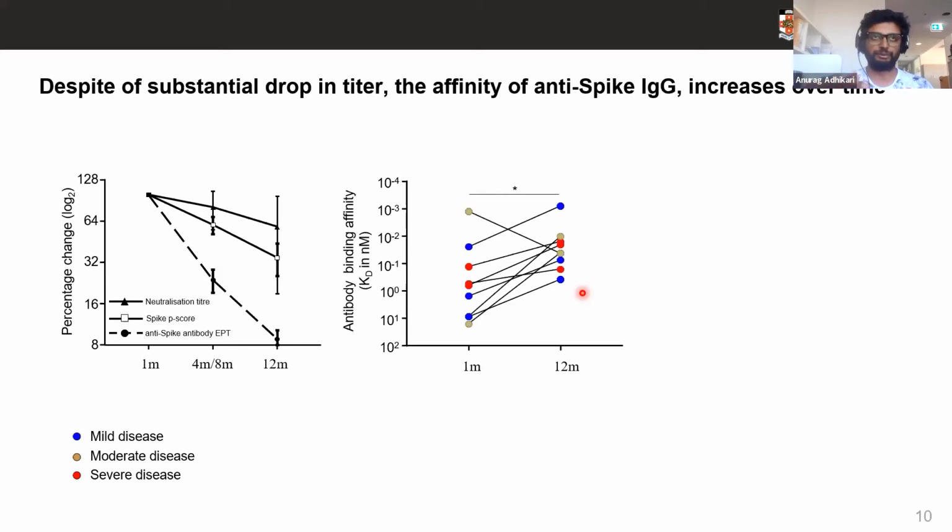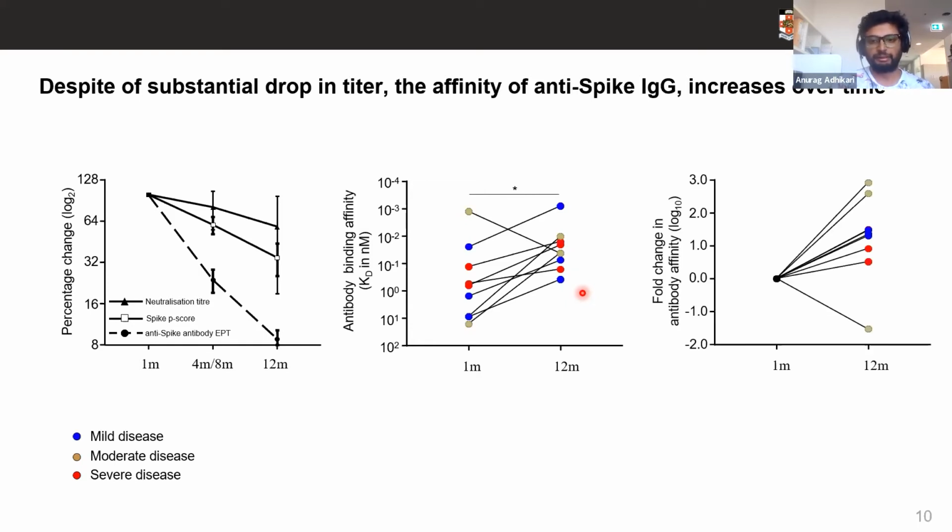So even though the titer is going down, there would be selection of better antibody producing B cells. And of course, you'll have a long lasting titer, which would be very small to measure, but they will be of high affinity. And as you can see in the last figure as well, the fold change is tremendously high, besides this patient, which we do not know why.